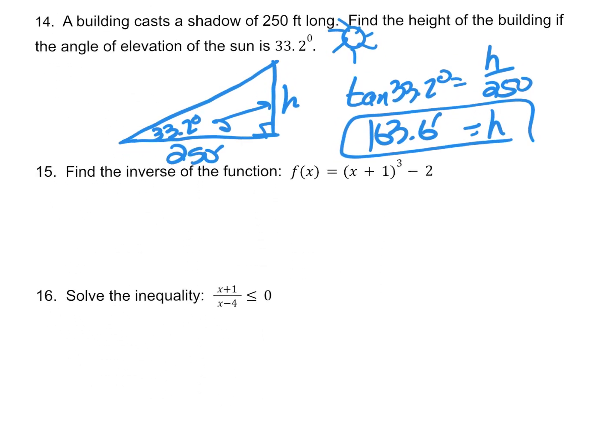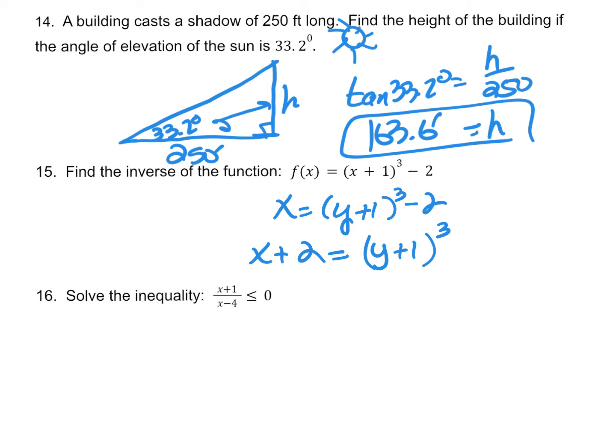Perfect. Number 15. Find the inverse. Done this 100 times. You should be great at inverses by now. Switch your x and y. So I'm putting the x here, putting the y over here, and you've got to get the y by itself. So first step I'm doing is I'm moving the 2 over, which gives me y plus 1 cubed.